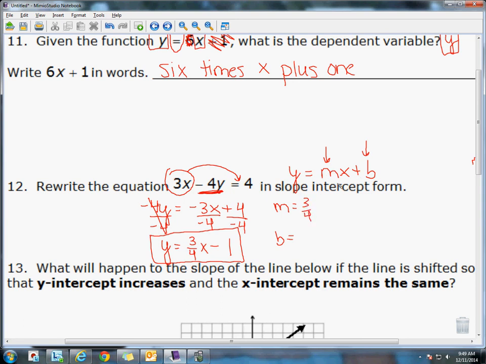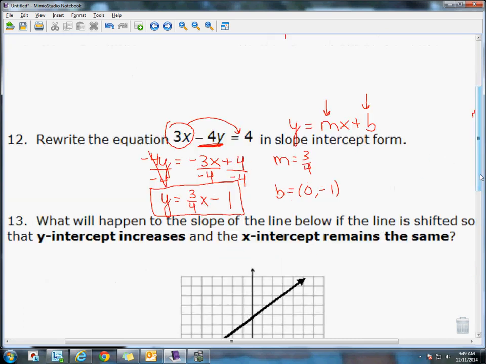Your y-intercept is the constant that is at the back. That's a negative 1, so my y-intercept is 0, negative 1. Now, you don't have to do that. I'm just showing you a step further for the question that's coming up.